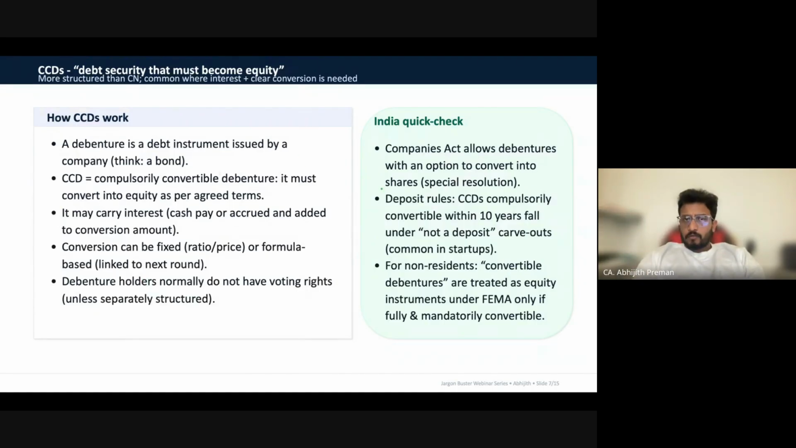Okay. So the Companies Act allows debentures with an option to convert into shares, with a special resolution. Deposit rules: CCDs come within 10 years, and certain kinds of companies are not allowed to accept deposits. That's why I mentioned that here. For non-residents, convertible debentures are treated as equity instruments under FEMA, only if fully and mandatorily convertible. So if you're doing an optionally convertible debenture or a non-convertible debenture, it will not be treated as equity for FEMA purposes. In FEMA, when it's treated as equity, the compliances are much lesser compared to a debt instrument. Okay.